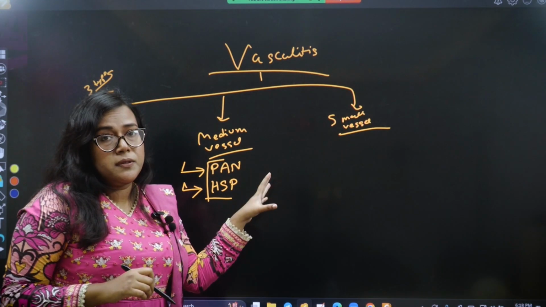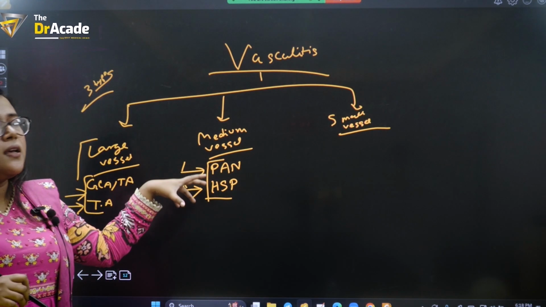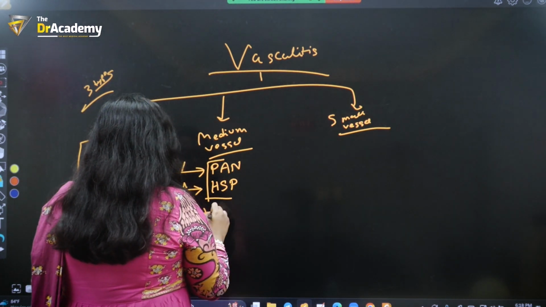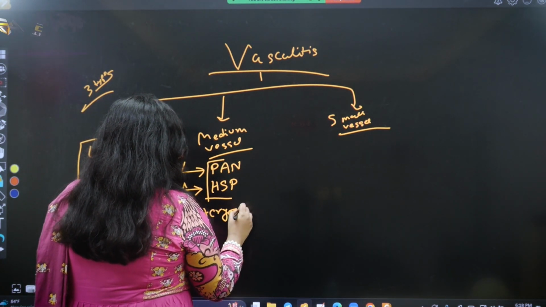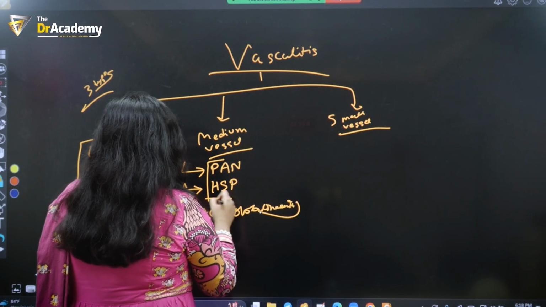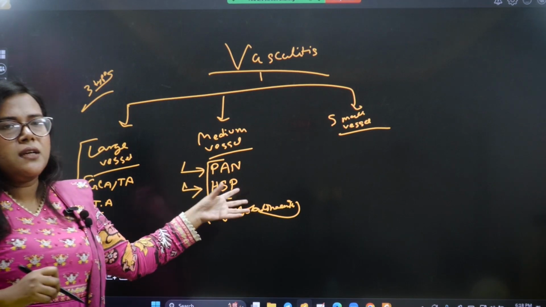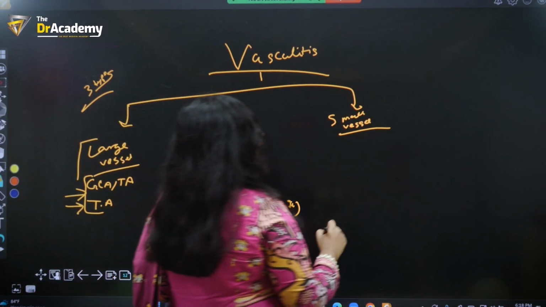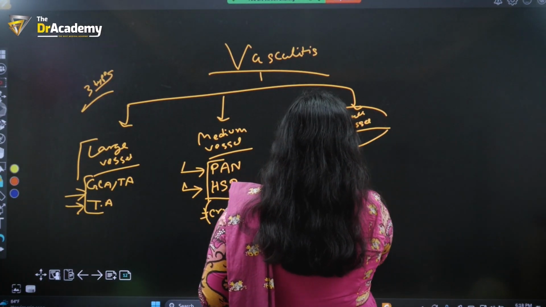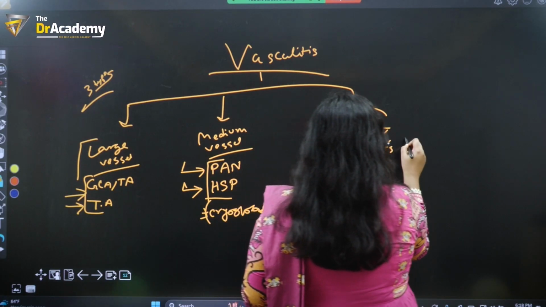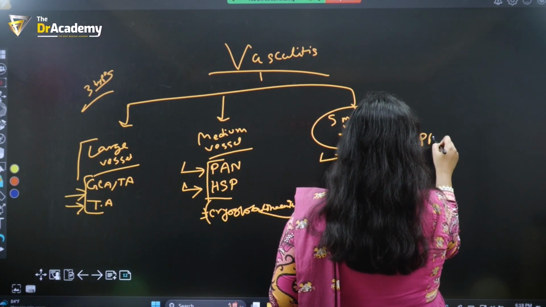There are other examples as well, but I'm only focusing on the main examples. Also, sometimes cryoglobulinemia. Cryoglobulinemia tends to cause both medium to small vessel vasculitis, but more commonly medium vessel vasculitis is seen in cryoglobulinemia.